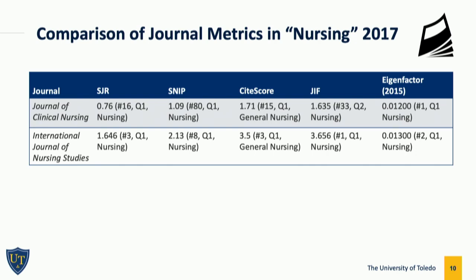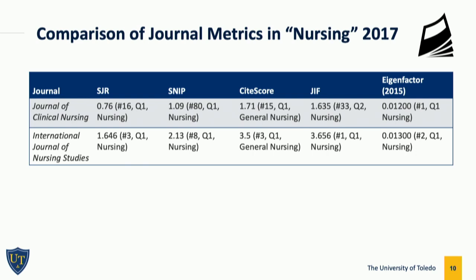Here are the different scores from the different metrics. Again, that number essentially means the average number of citations an article would expect to have from that journal. And you see there is a difference. Just looking at the top row, there are different scores based upon the different formulae that these metrics are using. I also list, after the score, the ranking. So looking at journal impact factor, in the category of nursing, a score of 1.635 ranks it number 33 in the list of nursing journals, which puts it in the second quartile.